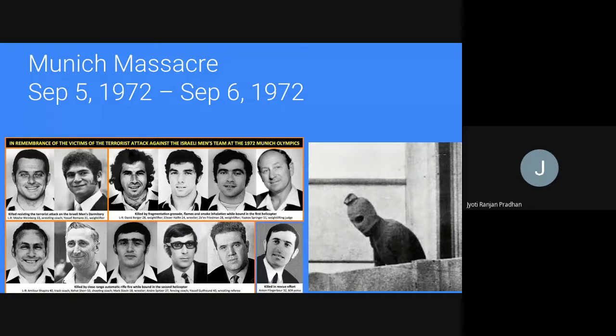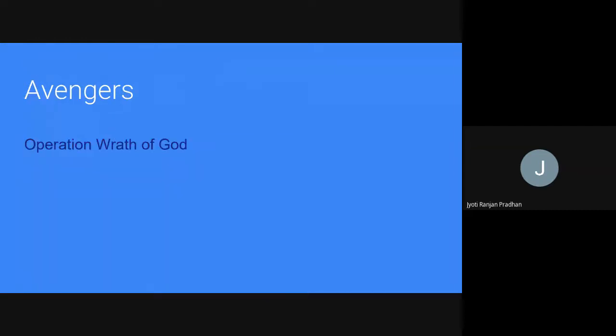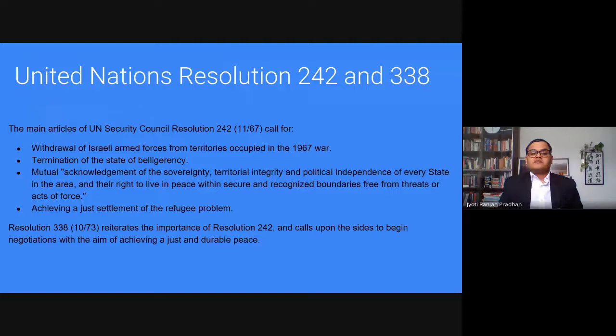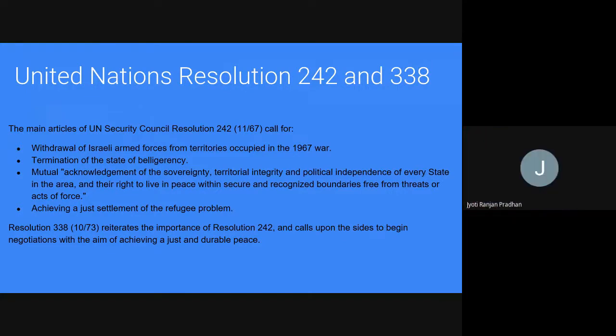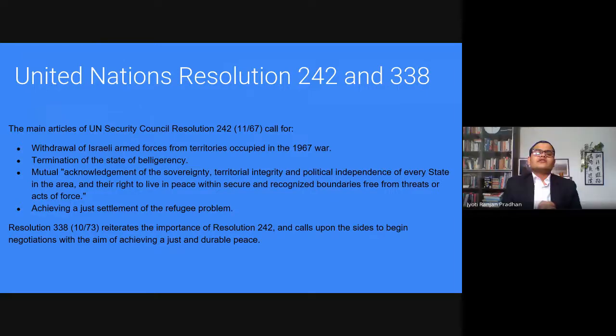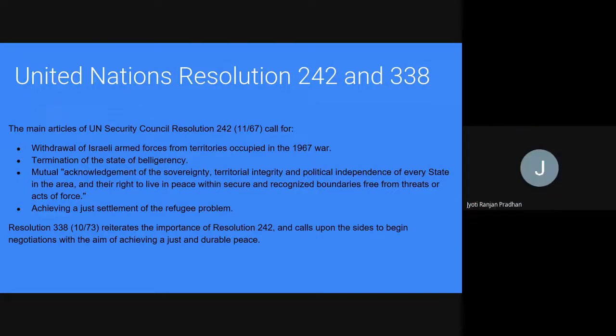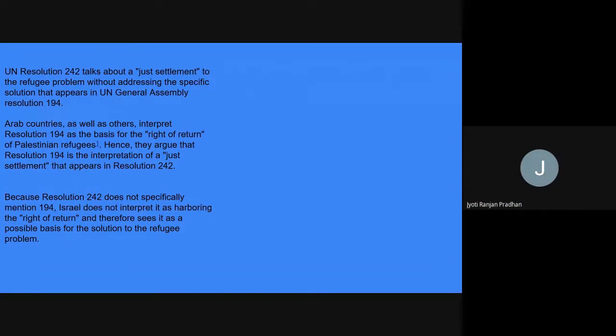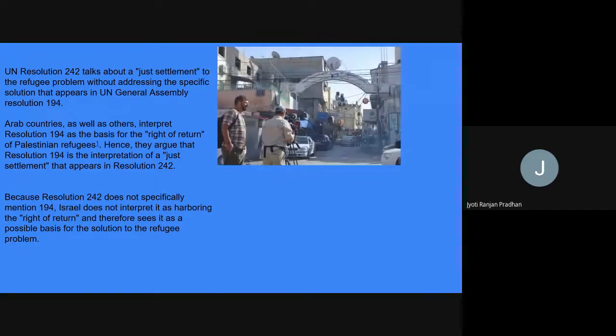But Israel comes back, it launches Operation Wrath of God. And many of the perpetrators or the planners are in fact punished. After both the 67 and the 73 wars, the United Nations comes with resolutions calling for Israel's withdrawal from the territories that it captured in 67, calls for peace and lowering of belligerence. But this doesn't actually take effect. It doesn't actually happen in any way.